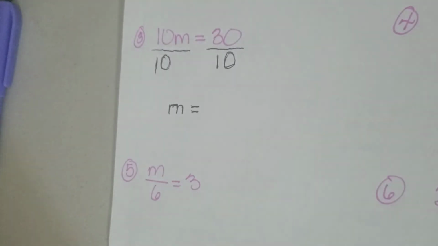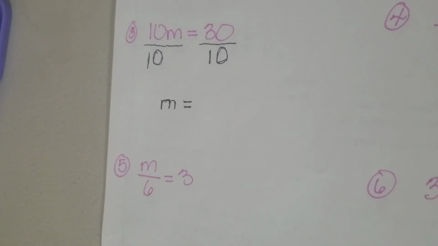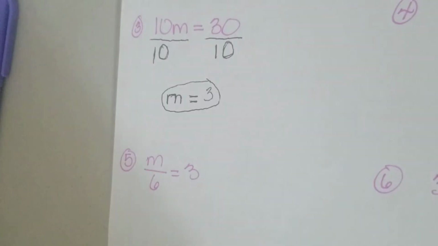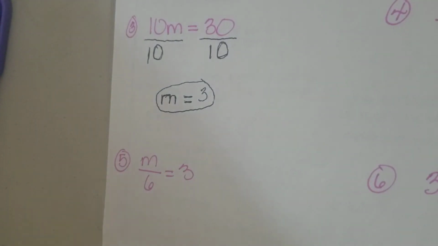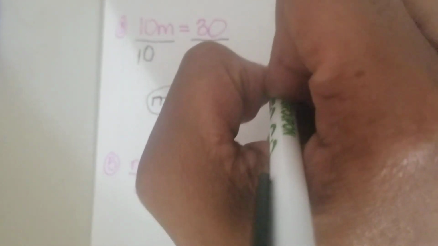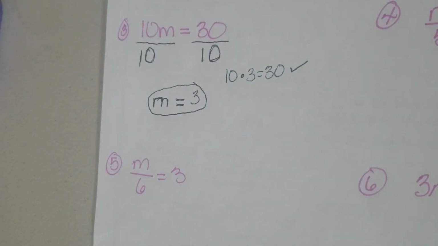Okay. And that equals, excuse me, 30 divided by 10, which gives me, I believe, 3. And then I check it. So I do my 10, I plug it in, times 3 gives me 30. And yes, that is correct. Okay.